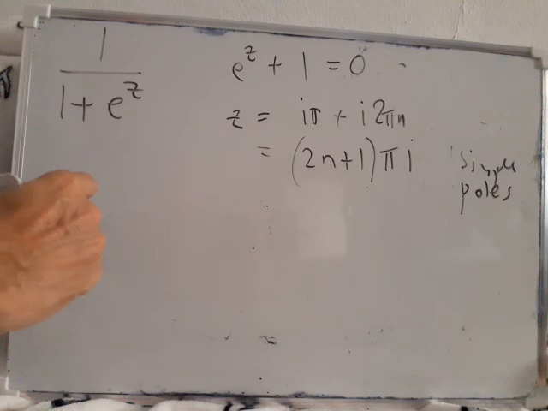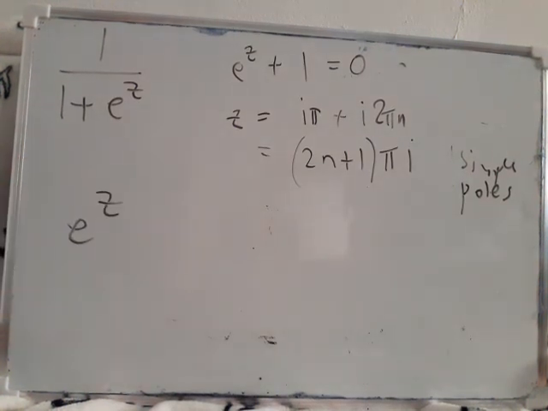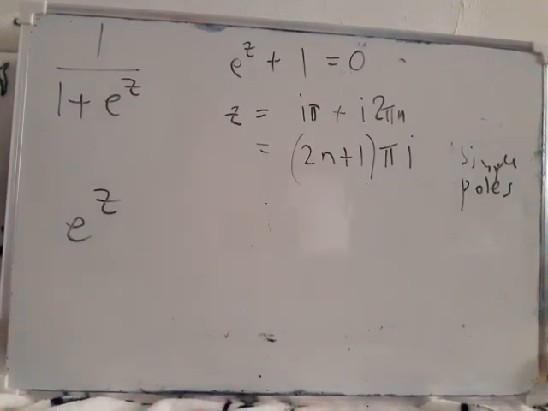Final example, e to the z. e to the z has no singularities in the complex plane. That's all there is to it.